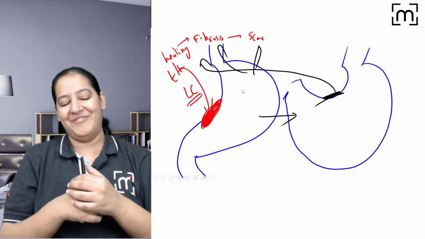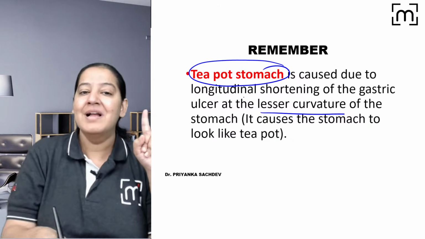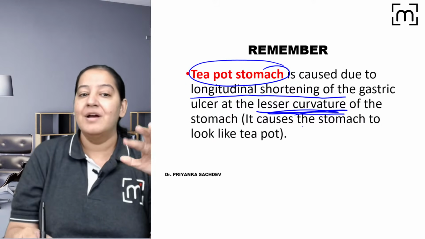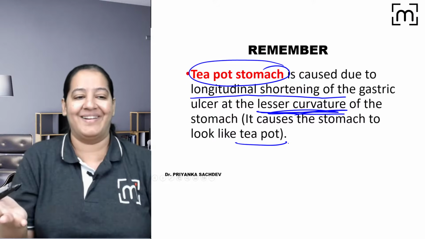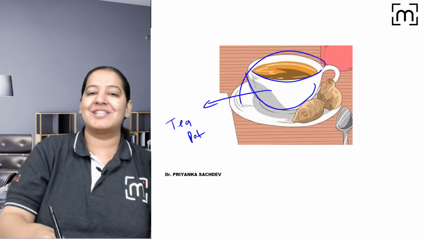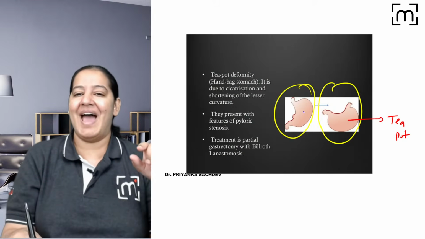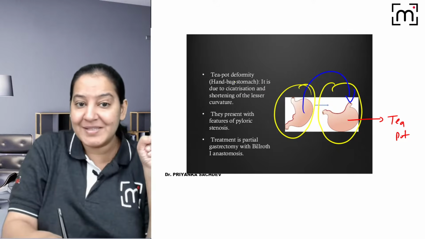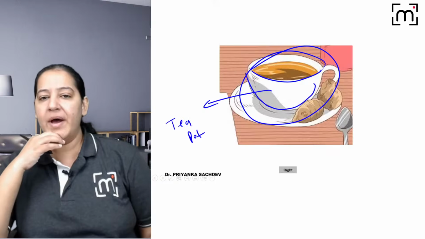Everyone give me a thumbs up. So this is known as teapot stomach. Now describe it, don't just learn it. It is longitudinal shortening of the lesser curvature of the stomach. So it will become teapot. The reason is the contracture due to healing, right? So see, the stomach is looking like this. It's teapot, right? The teapot stomach. I guess you can understand. So it is due to cicatrization, that is fibrosis. Right?